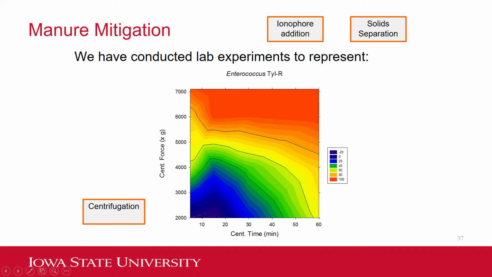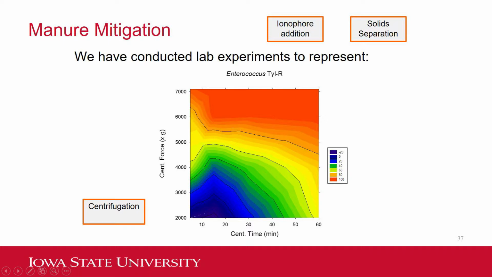The third option that we considered was centrifugation. And this is just looking at the Enterococcus tylosin resistance over a range of different centrifuge times and centrifuge forces. And you can see that over either a longer period of time or a higher gravity force, we were able to see reductions in the resistant populations.